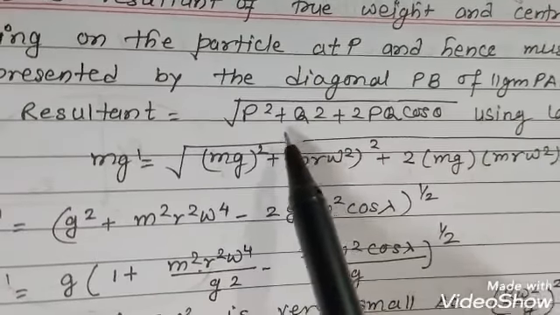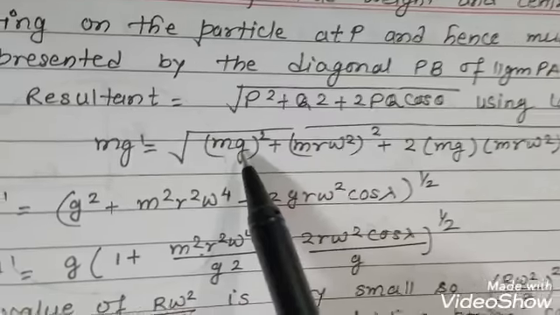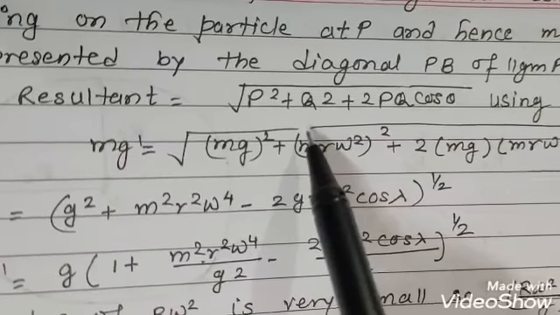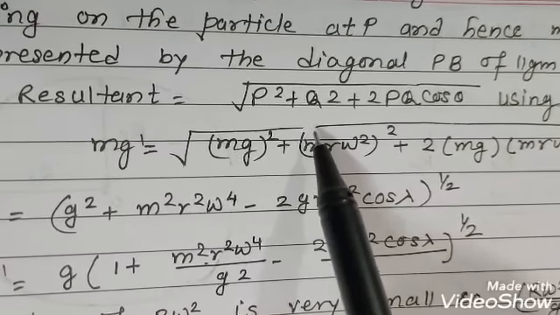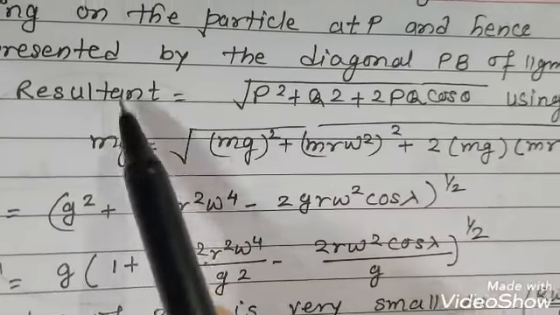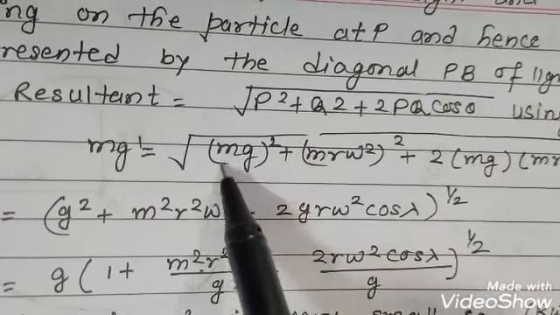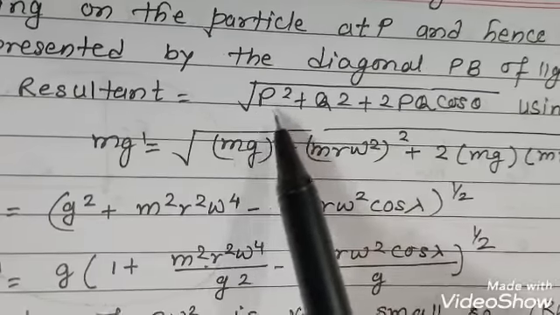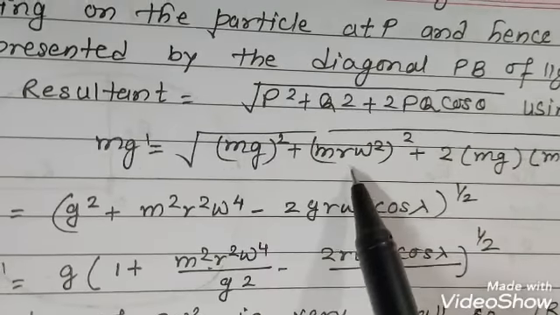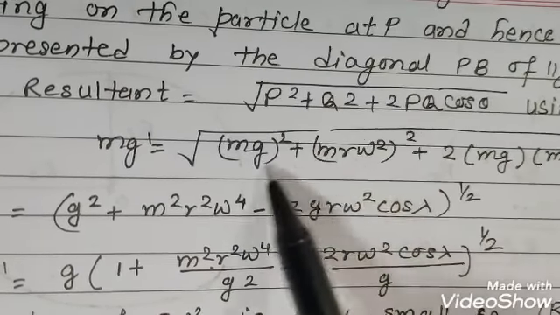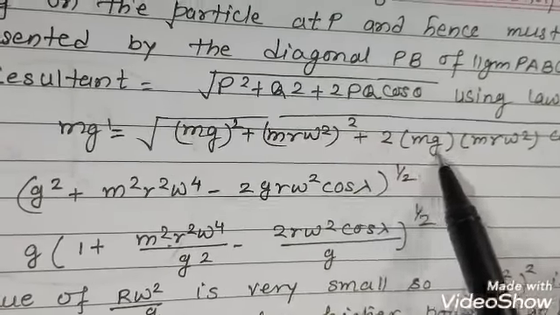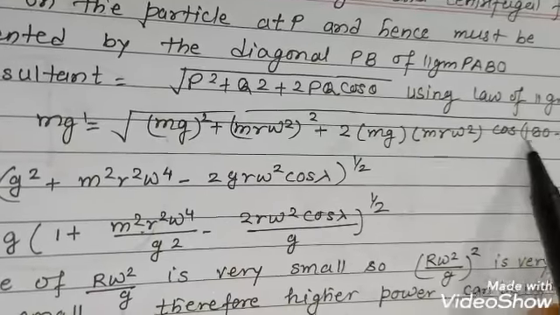Here the two forces are mg, that is the true weight of the particle when the earth is at rest, and q, the centrifugal force along PA, that is mr omega square. So the apparent weight will be the resultant of these. So mg dash is the root of mg square plus mr omega square the whole square plus 2 mg mr omega square cos 180 minus lambda.